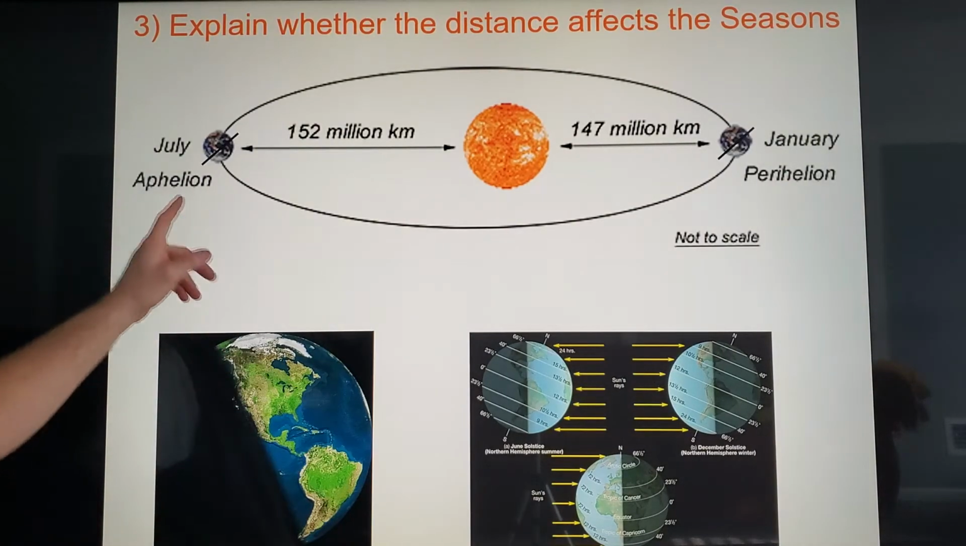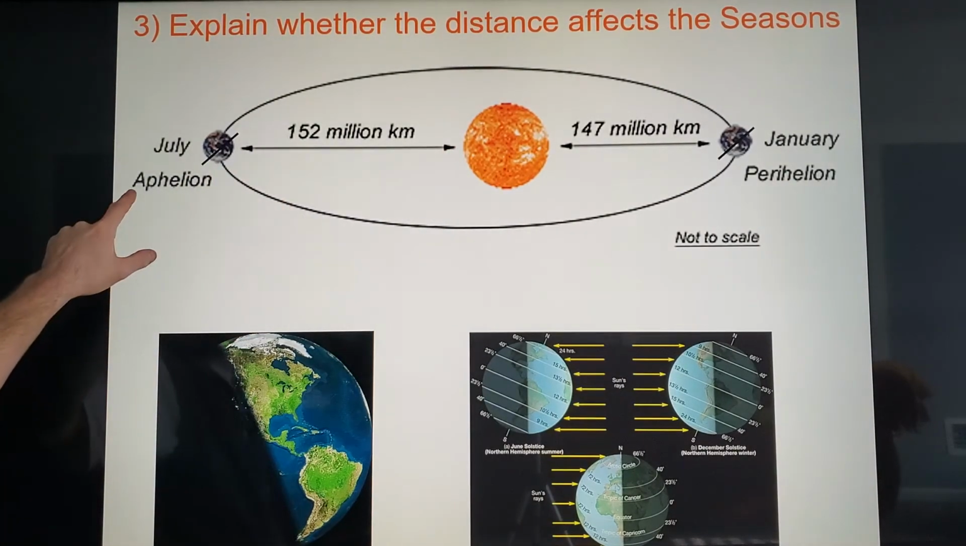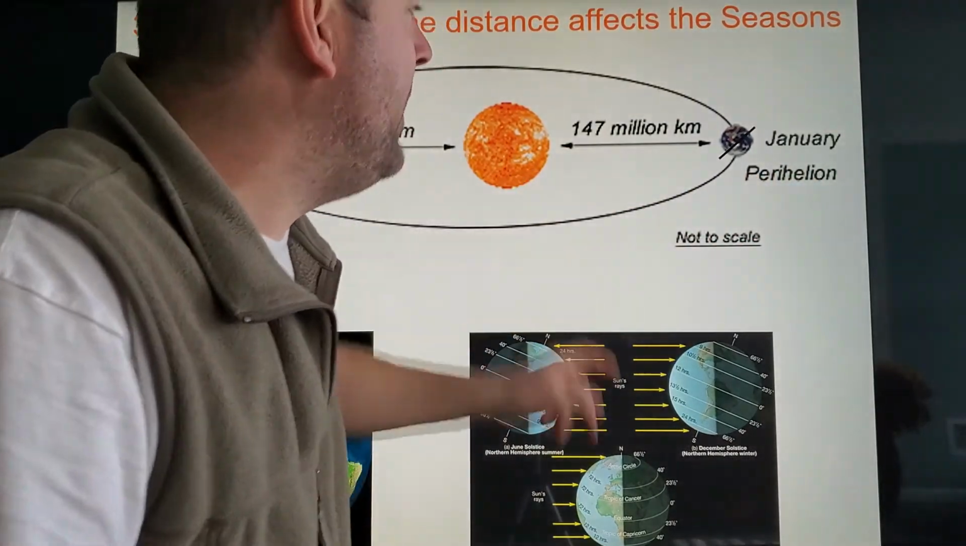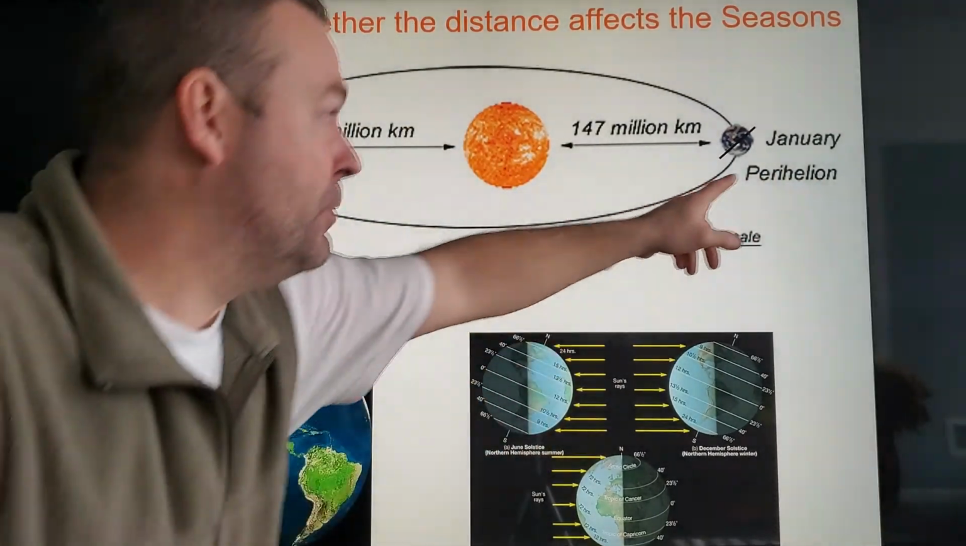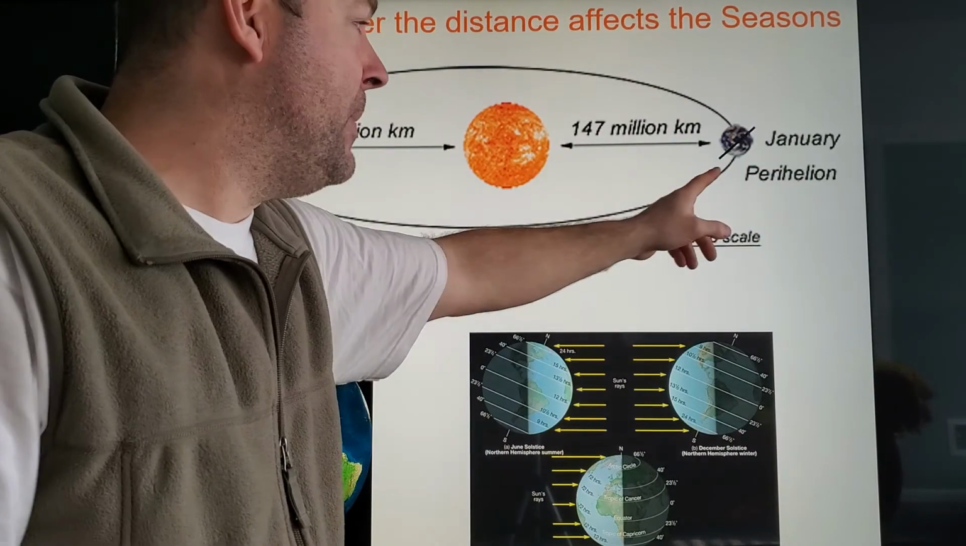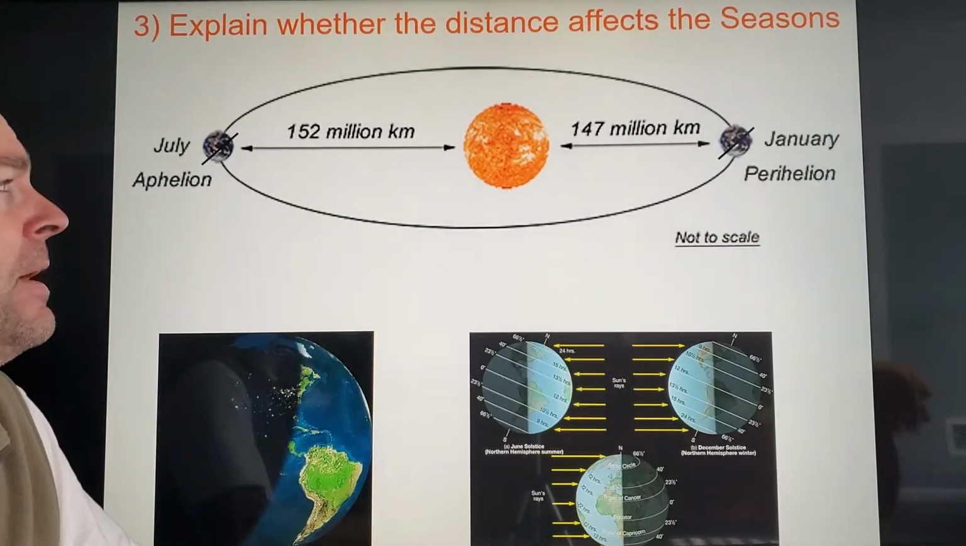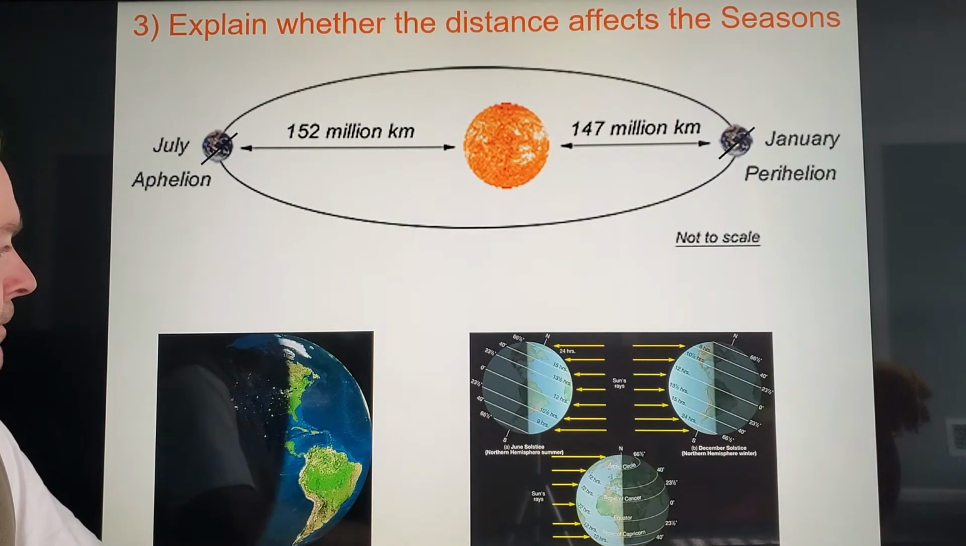They give them some nice words, right? When you're further away, A for away, they call that aphelion. And when you're closest, they call it perihelion. The sun will look bigger, right? Because you're closer at perihelion and a little smaller at aphelion because you're further away. But temperature-wise, it really doesn't change much.